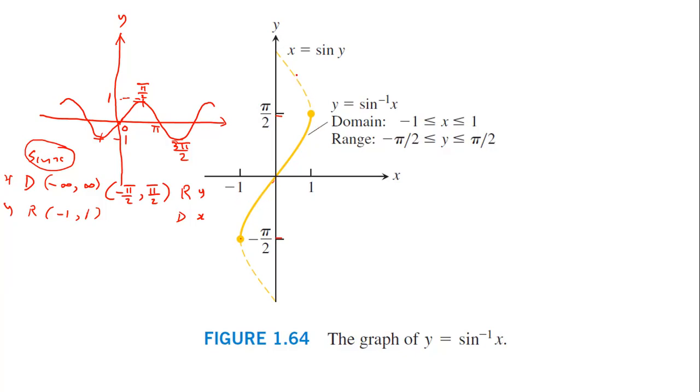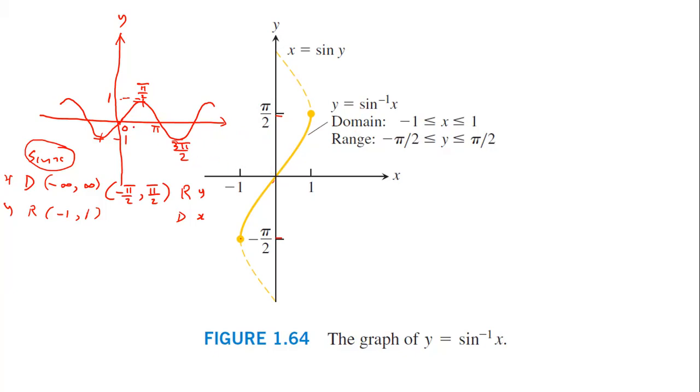And this is just a dotted line to show you that this is the completion. Is this clear? The inverse: you just look at the domain, and once you look at the domain, make the domain the range and the range the domain. That's it.